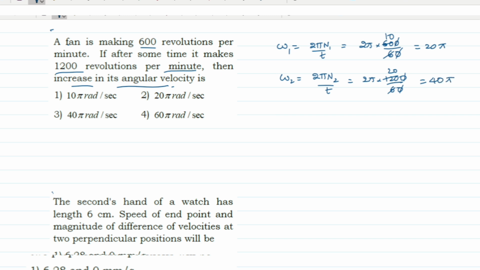Now here they are asking for the increase in angular velocity. Here delta omega is nothing but omega 2 minus omega 1, which we get as 20 pi radian per second.